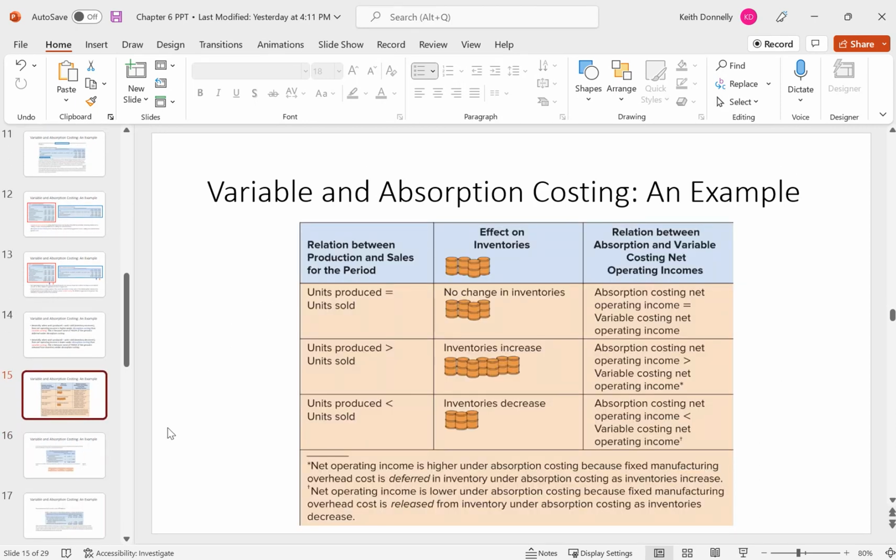Right, so this is just showing it. If our units produced in a single period equal our units sold, no change in inventory, absorption will equal variable costing. If, however, our units produced are greater than our units sold, our inventory increases, absorption will be greater than variable. Third, if we have the reverse, our units produced are less than our units sold, our inventory went down, absorption will be less than variable costing.